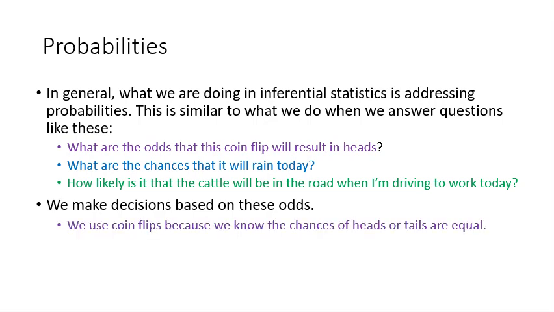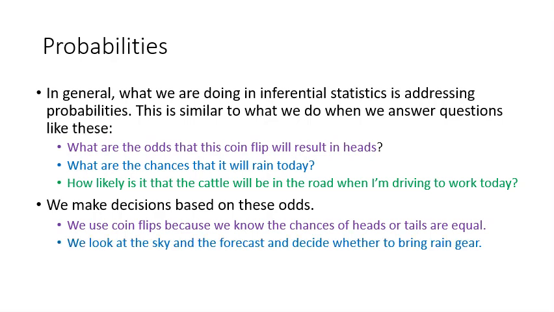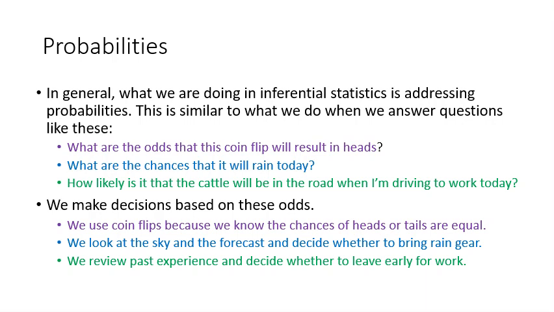So maybe we want a fair chance to choose someone. We know the odds are equal, so we flip coins to make those decisions where we want equal odds. We might look at the sky and make an educated guess as to whether to bring rain gear. We might look at our past experience, how often are the cows in the road, and decide whether to leave early for work. So we do this all the time.